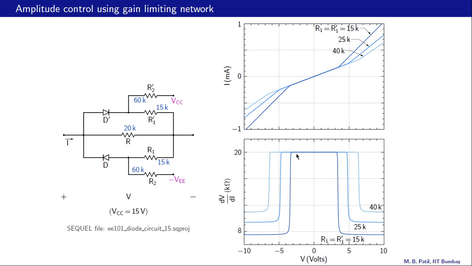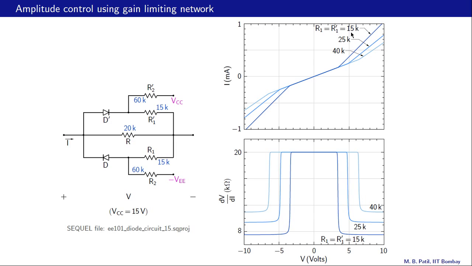How can we change the width of this region? There are different ways of doing it. We can change R1 and R1 prime together, or we can change R2 and R2 prime together, or we can change this power supply. Of course, the last option is not very practical because we don't want to change the power supply values. What we have done here in this plot is we have changed R1 and also R1 prime.